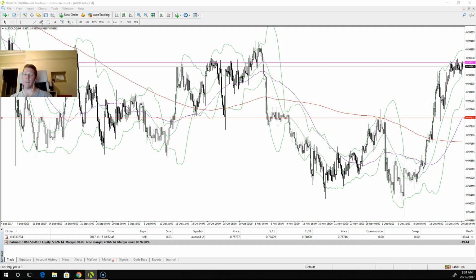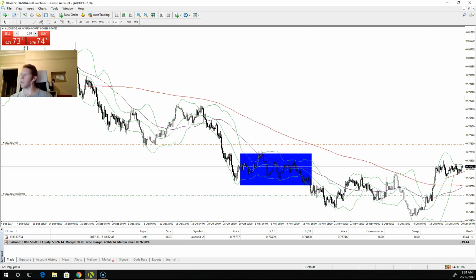We'll finish on the Aussie dollar. This is my sell trade. I don't run away from trades that aren't going the best, and this would definitely fall into that category. It's more than 50% of what's a stop loss. There it is up there.